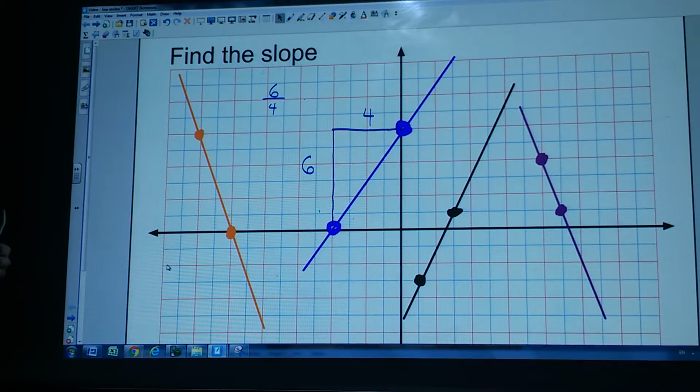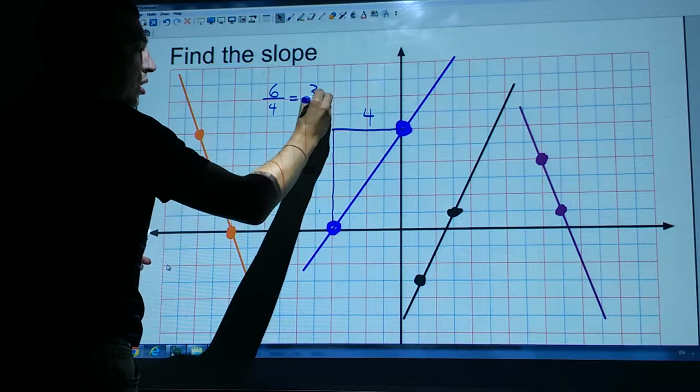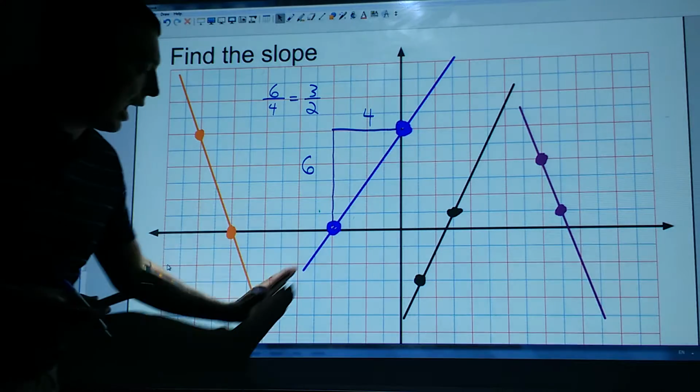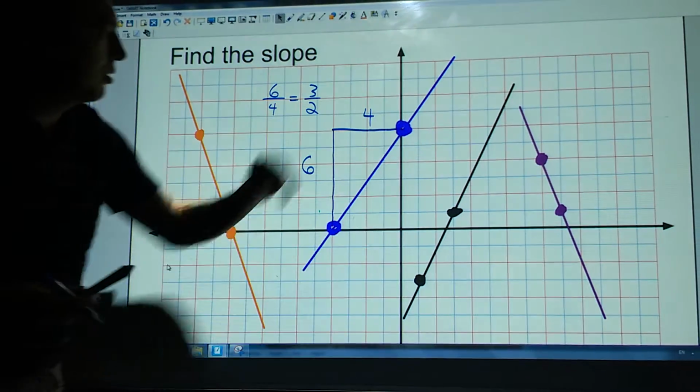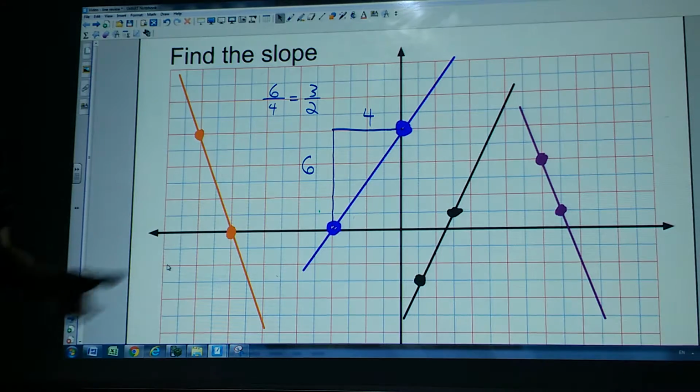And of course, we're going to simplify our fractions. Divide them both by 2, and the slope is 3 halves. I check to see, yep, this is a positive slope. It is going up. So that means the slope of my line is positive 3 halves. Pause and do the other 3 lines.